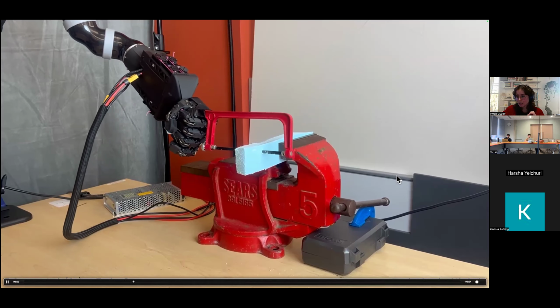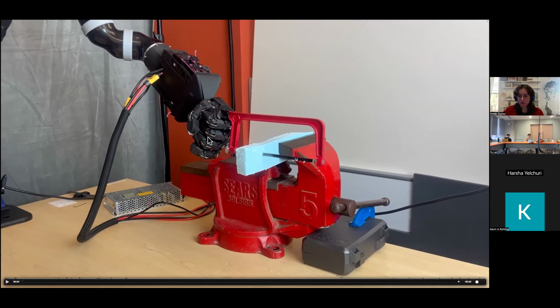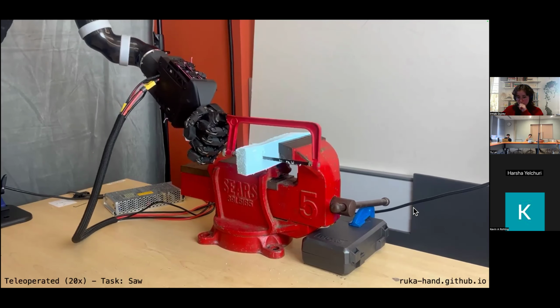This is the sawing task that we had here. We don't really use the controller as much, we just close it. But the idea was that it was strong enough to actually saw this sponge.